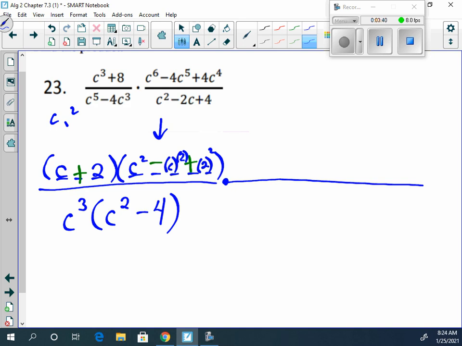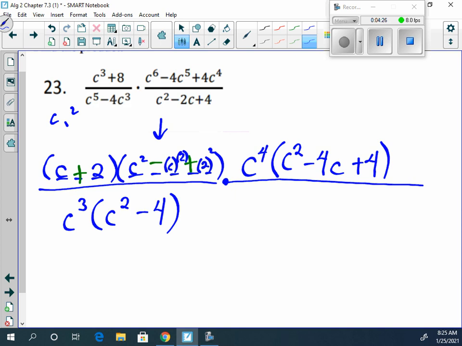Okay, let's look at the top of the second fraction. What can we do to factor it? What's one of the first things we can do? Yeah, we can factor out a c to the fourth. There is a c to the fourth in common in all three terms. So we can factor out that greatest common factor. C to the fourth factored out of c to the sixth leaves me with c squared. Minus 4, because we didn't do anything to the numbers. Now c to the fourth factored out of c to the fifth leaves me with just c plus 4, because c to the fourth factors out completely.